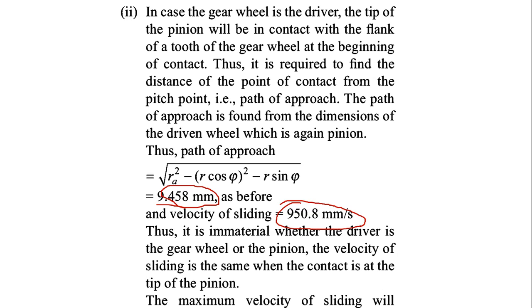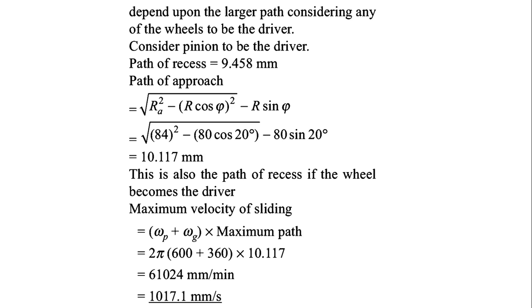Next, the maximum velocity of sliding will depend upon the larger path, considering either of the wheels to be the driver. Considering the pinion to be the driver, you get the path of recess as 9.458, and then you get the path of approach as 10.117 mm, and this is the path if the wheel becomes the driver. So the maximum path is 10.117. If you consider the maximum velocity of sliding for this, it becomes 1017.1 millimeter per second.